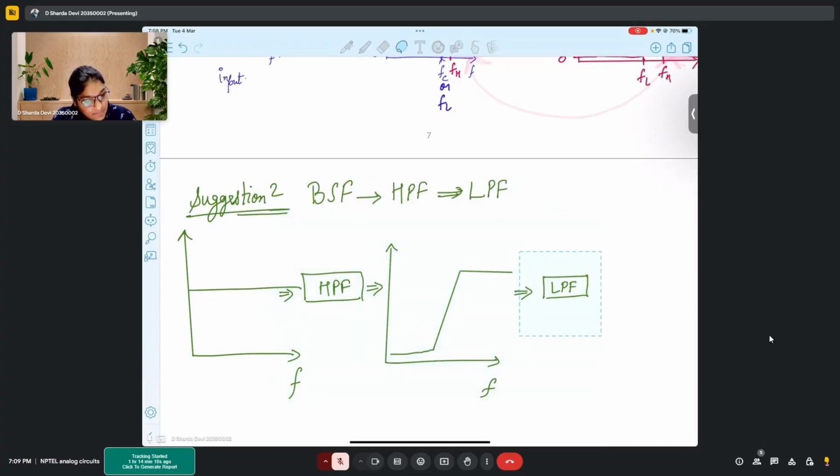For high pass filter, cutoff frequency higher than low pass. Low pass cutoff frequency.